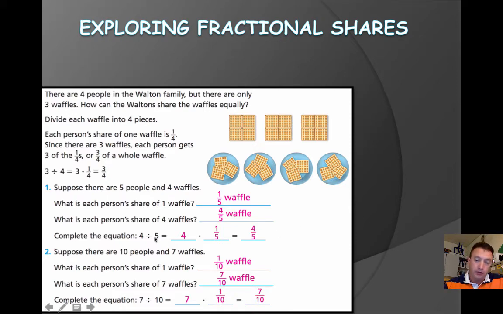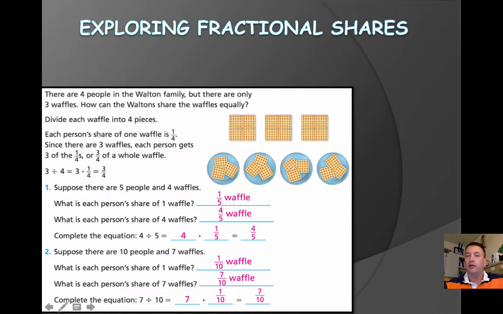Now, you think about too, we got 4 divided by 5 and 7 divided by 10. If you remember when we're talking about fractions, that line in the fraction means divided by. So this is 4 divided by 5. This is 7 divided by 10. That's what that line means when we talk about fractions.